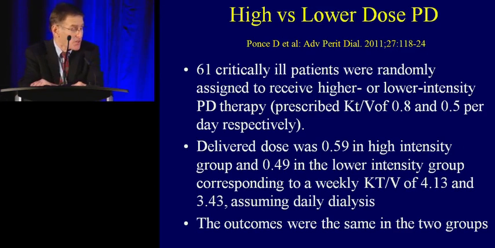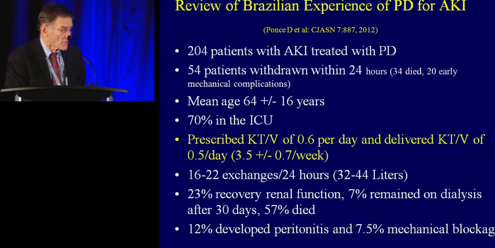So then Daniela goes on and publishes another paper, now in PDI, which is looking at, in Advances in Peritoneal Dialysis, comparing high versus lower doses of PD. And again, for reasons that puzzle me, the low dose PD is really extremely high dose. It's a 0.5 Kt/V per day, which is a 3.5 Kt/V per week. The delivered dose turns out to be 4.13 in the high group and 3.43 weekly Kt/V in the lower volume group. And the outcomes are basically the same, and she concludes that perhaps you don't need such a high dose. But again, why such a high dose was used remains unclear.